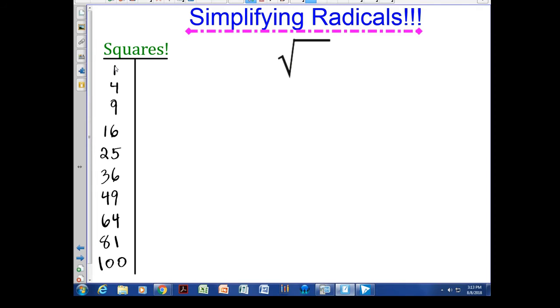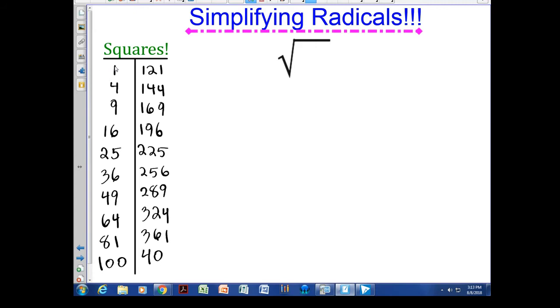Let's see if we can get the next 10. 11 squared, 121, 144, 169, 196, 225, 256, 289, 324, 361, 400. So there you go. Those are the first 20 square numbers.